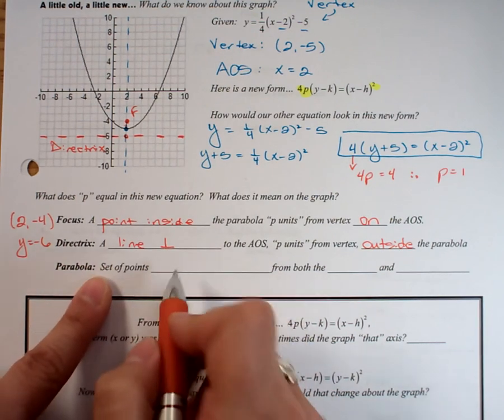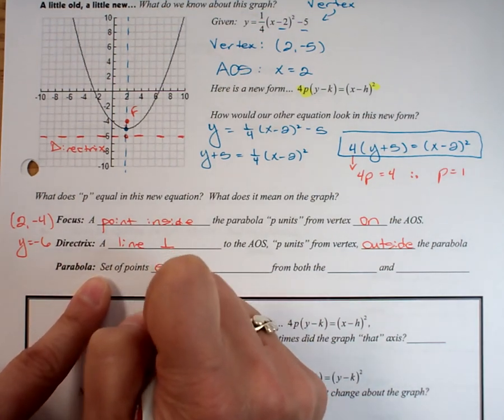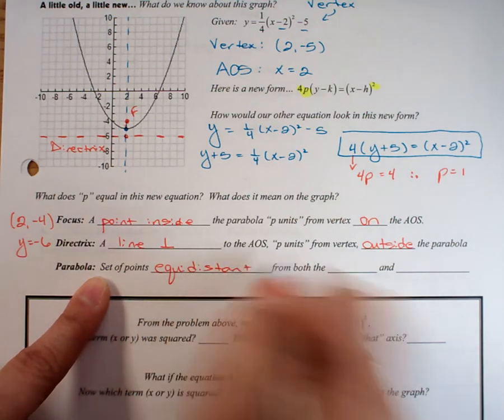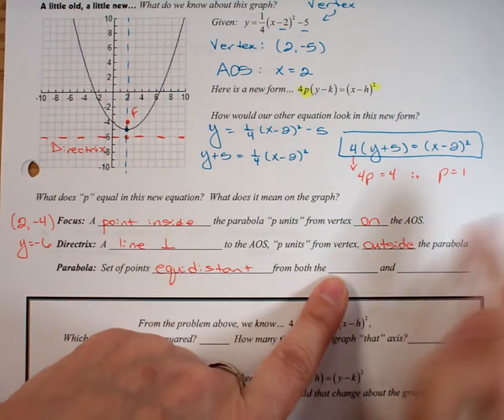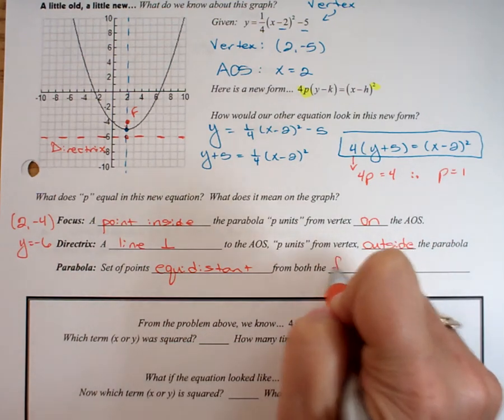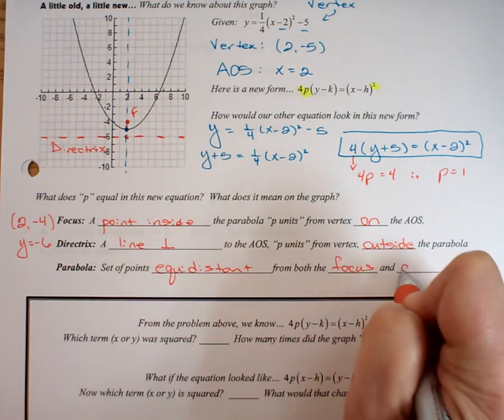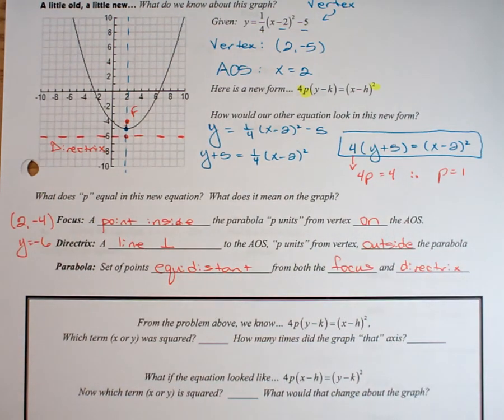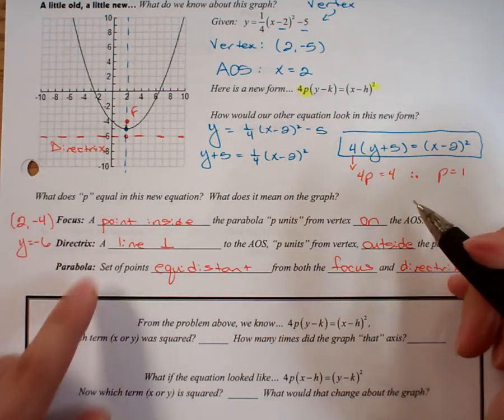The definition for a parabola is a set of points that are equidistant from both the focus and the directrix. Now, that's sometimes a little bit confusing of a definition for people. So let's take a look and see what that really means.